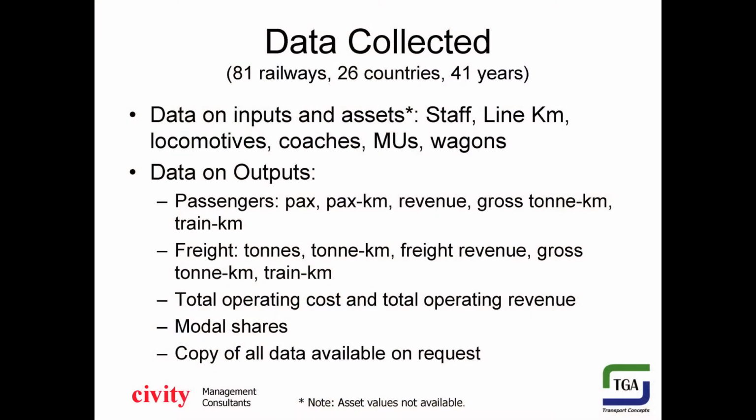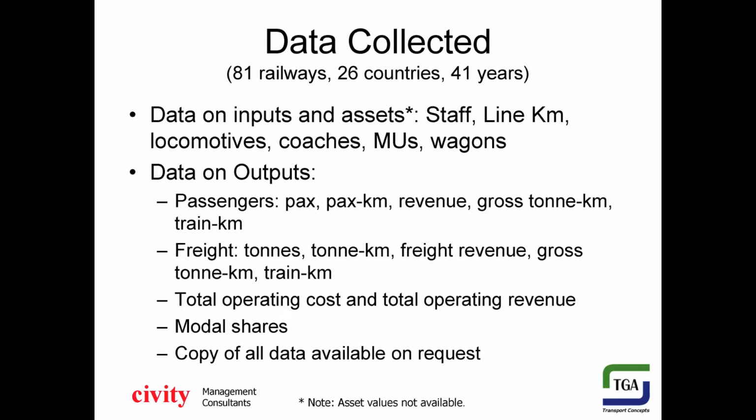Okay, the data we collected: we collected data on 81 railways, 26 countries, 41 years. And I want to immediately nod to our UIC colleague and say that not all, but much of what we have here is from one or the other versions of UIC reports, because that is the only common source of most international railway data. If you want specific data, you have to go to the individual railway. And we didn't want to do that. Here we wanted to see what you can do with data that is more or less readily available.